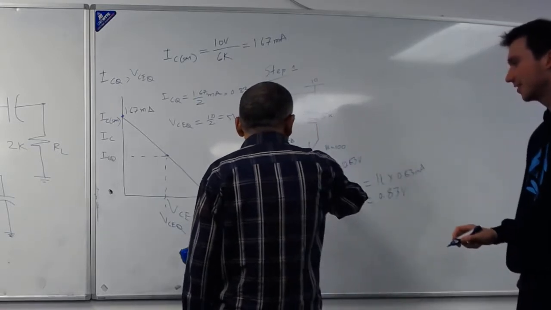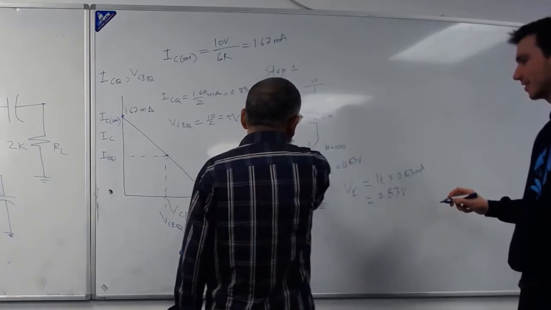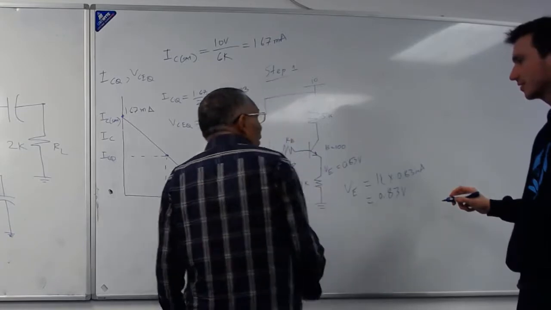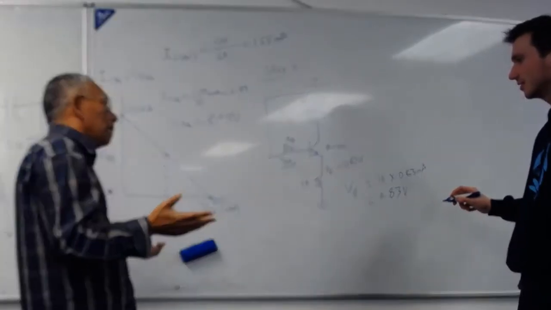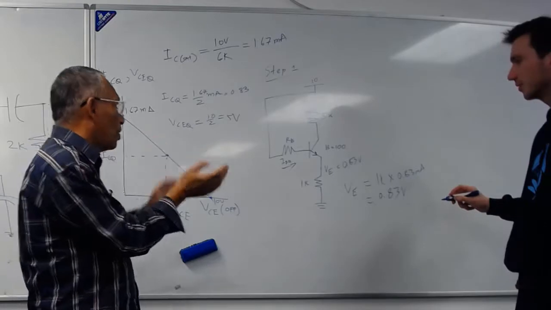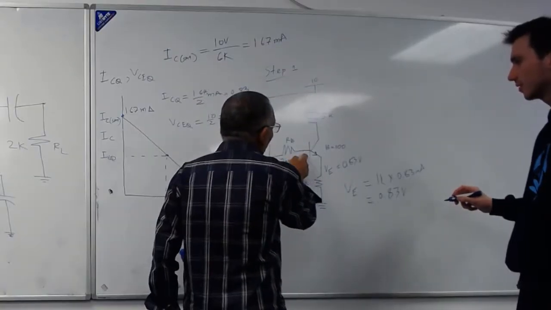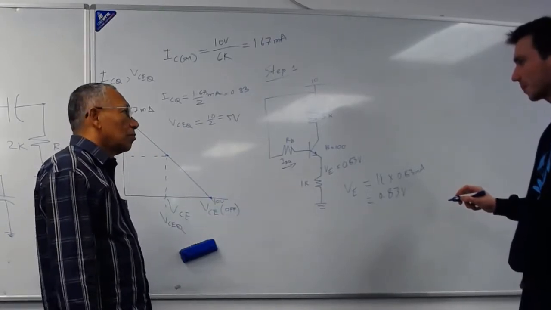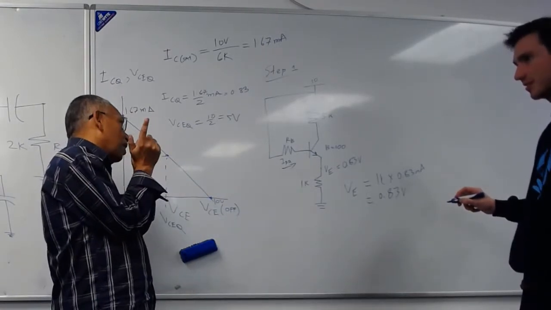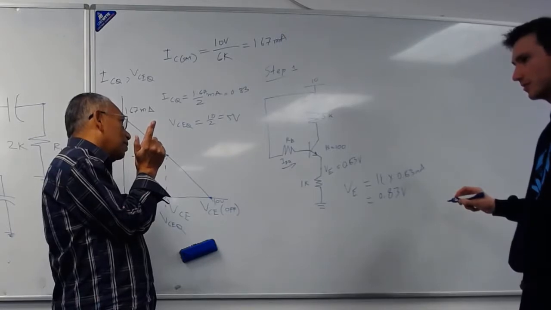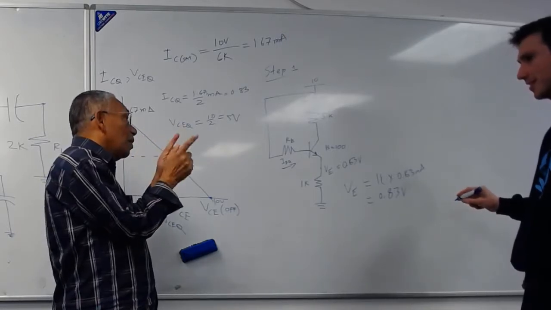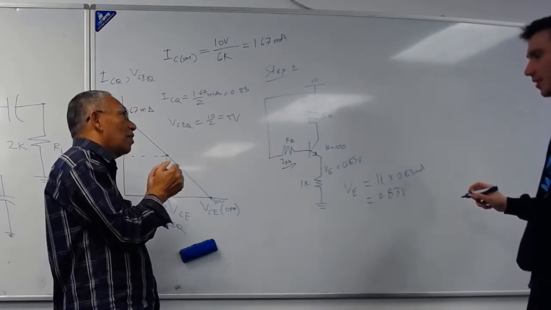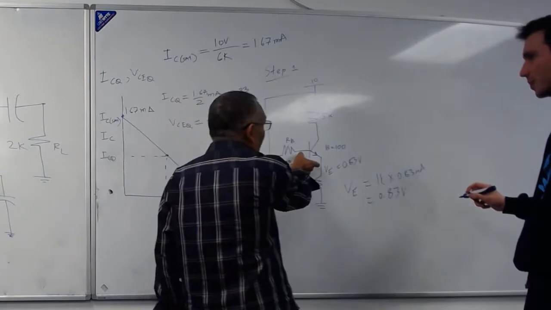Okay, so now you solve this problem. You know this voltage. How much is the base emitter voltage when you turn on? It's a diode, isn't it? It's a base emitter diode. When you turn on a diode, what is the voltage across the diode? A silicon diode, 0.7. Exactly, so this is 0.7.